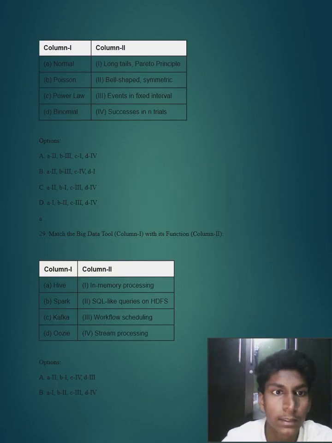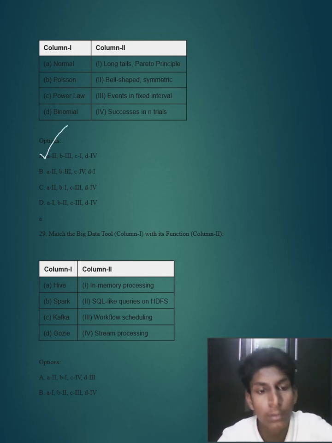So let's see that. In column 1 we have normal, Poisson, power law, binomial, long tail, Pareto principle, bell-shaped, symmetric events in fixed interval, success and trials. Options are A2 B3 C1 D4, A2 B3 C4 D1, A2 B1 C3 D4, A1 B2 C3 D4. So the correct option is option A.